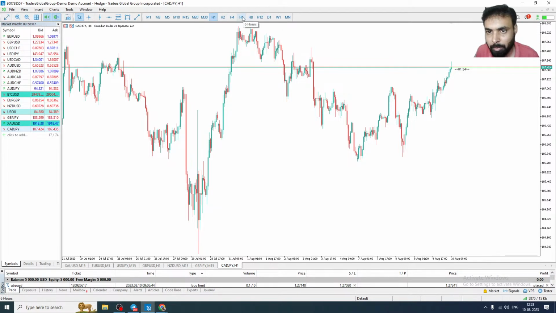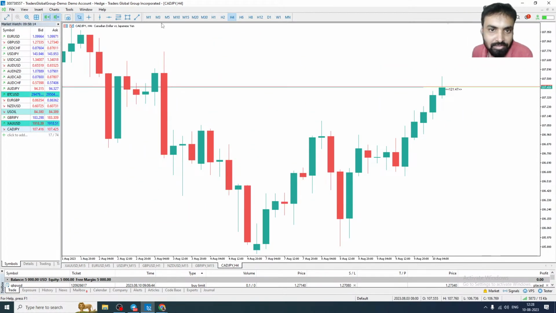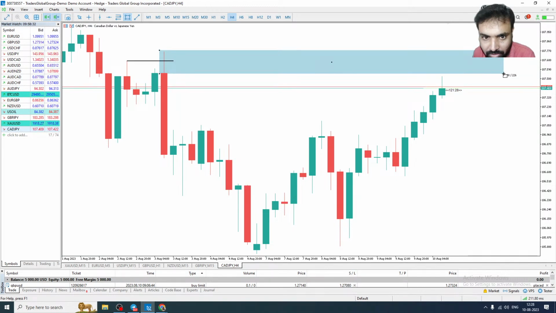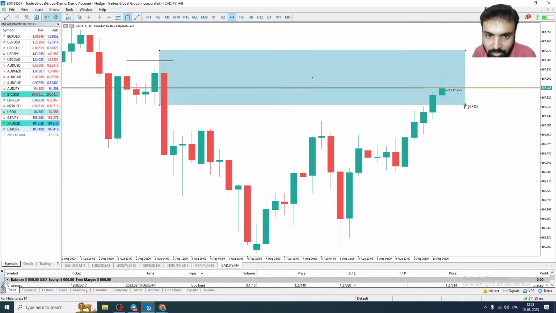Okay, let's go maybe 4 hour. See, 4 hour CAD JPY manipulation. I think we have missed it. Right? I think we have missed. So this full candle, you can mark wick also. I told you guys, wick is not touched, but I came here, right? So this is a full candle. Half candle.